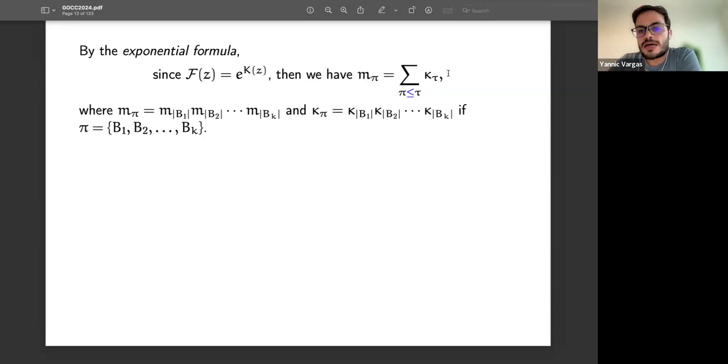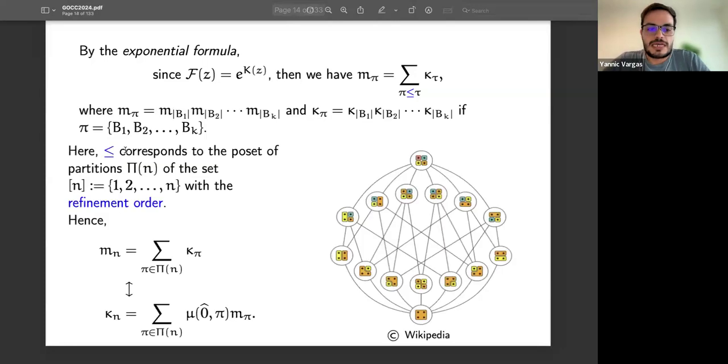Here we see this m_pi kappa_tau. So pi and tau are partitions. And what I mean by m_pi, for example, is the product of the terms of the sequence of moments indexed by the size of the block. So if pi is a partition with k blocks, m_pi just means the product of m sub the size of the first block times m sub the size of the second block, and so on. Same thing for kappa_pi. So again, this order corresponds to the refinement order. The set that I'm partitioning is the set 1, 2 through n.